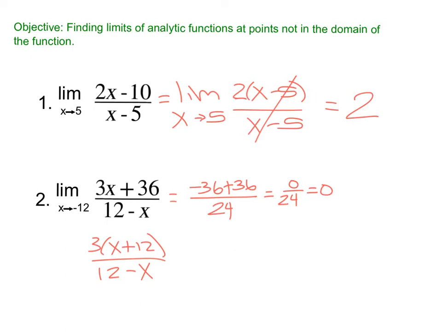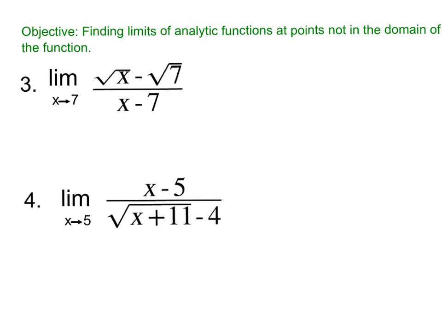The one on the top, pretty quickly you can see, okay, 5 minus 5 is 0, 10 minus 10 is 0. I do have to cancel. But always check that first. Don't just automatically start trying to factor and cancel.